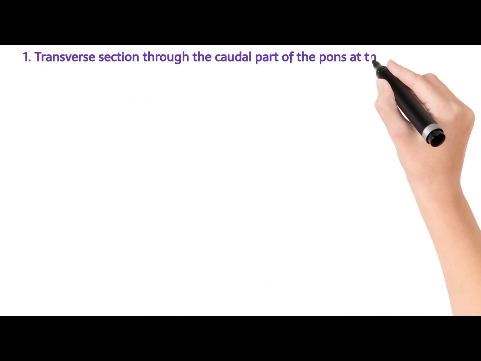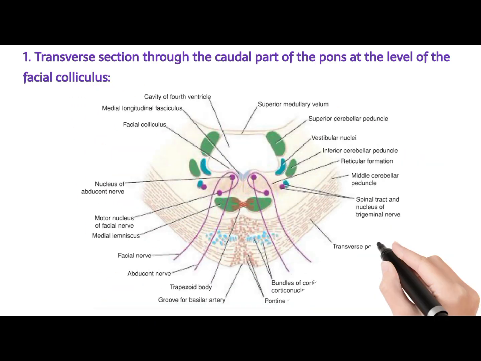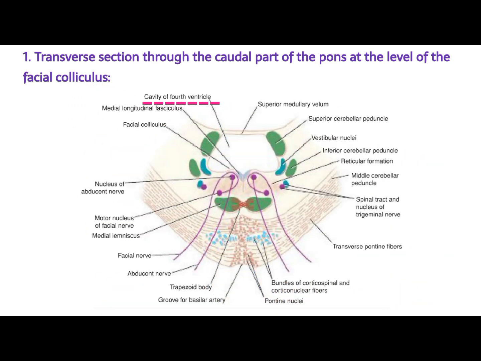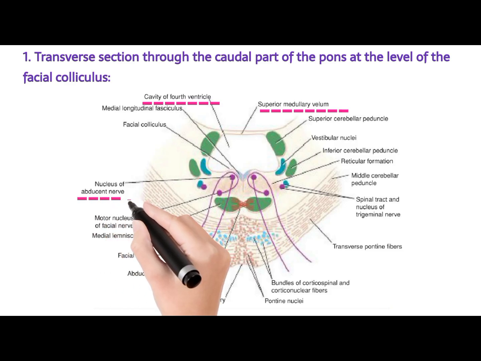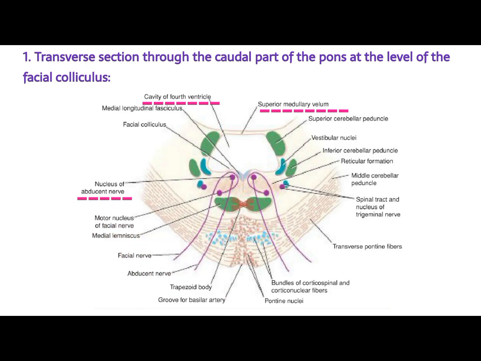Transverse section through the caudal part of the pons at the level of the facial colliculus. This is the cavity of fourth ventricle. This is superior medullary velum. This is nucleus of abducens nerve. This is the motor nucleus of facial nerve. This is vestibular nuclei. This is the spinal tract and nucleus of trigeminal nerve.